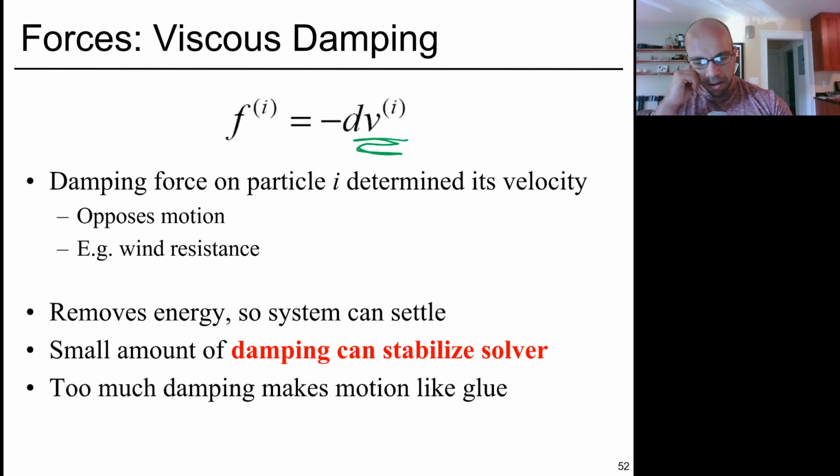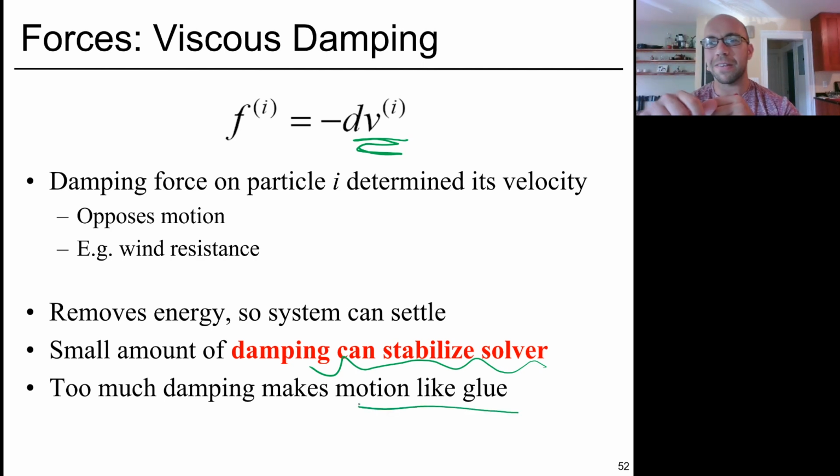And actually a small amount of viscous damping can stabilize your solver beyond what you would get with some of the crazy things we saw before. On the other hand, too much damping makes your physics look like glue.